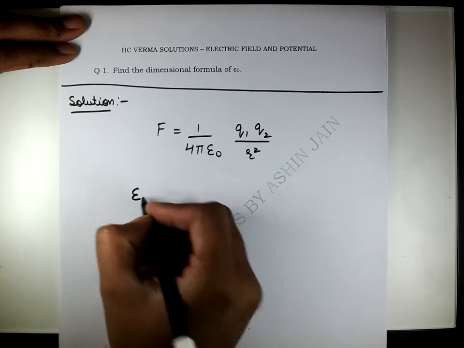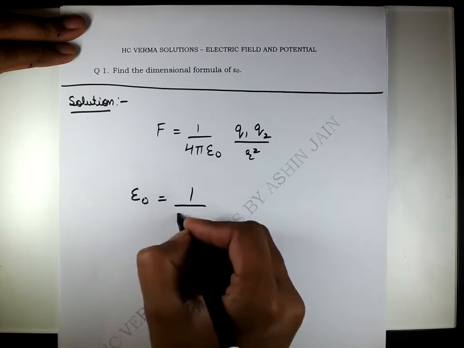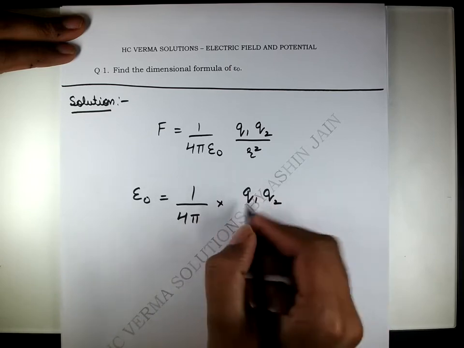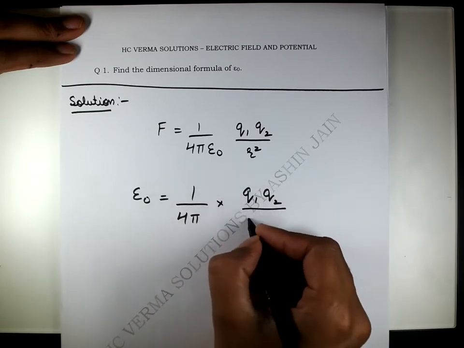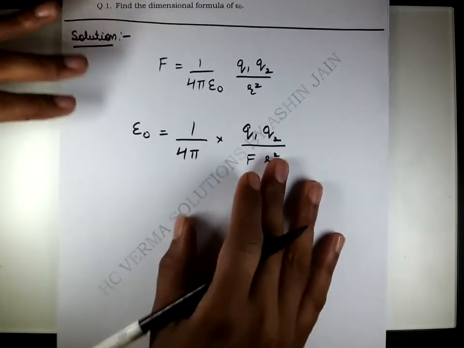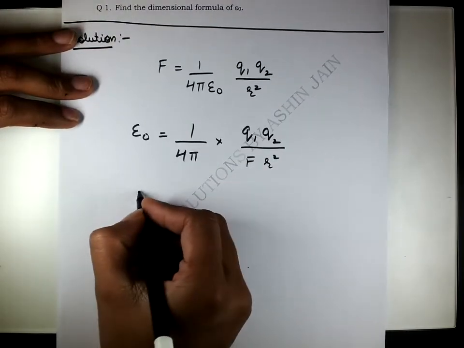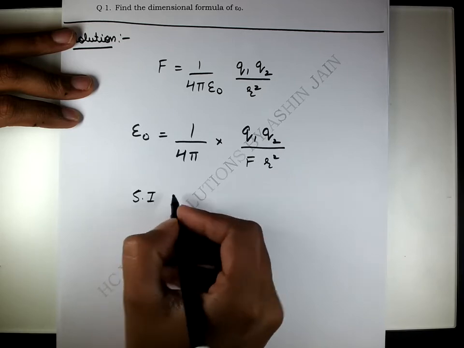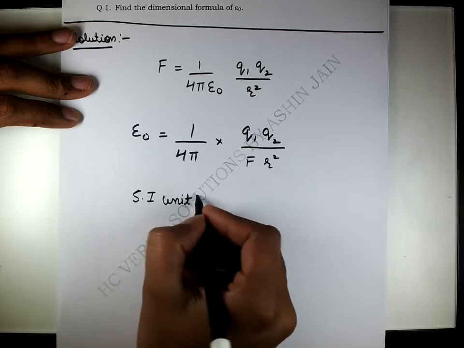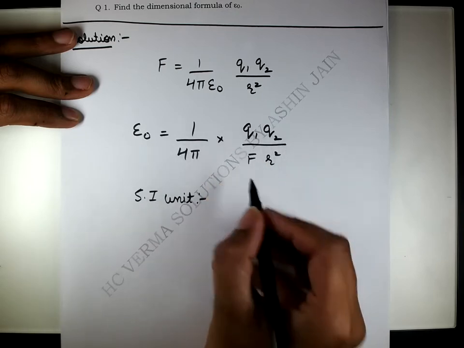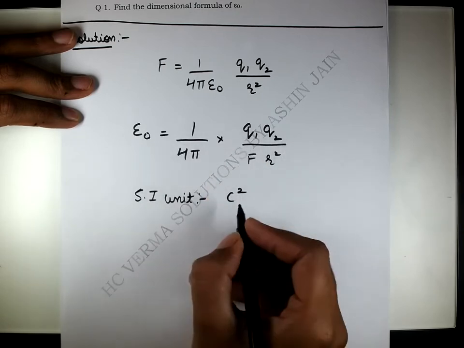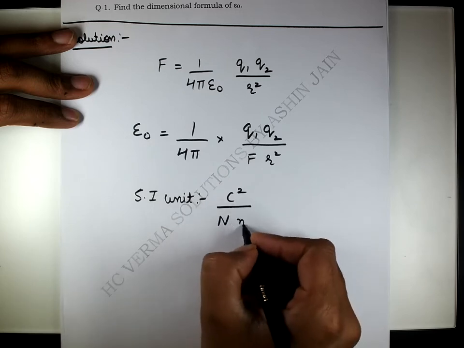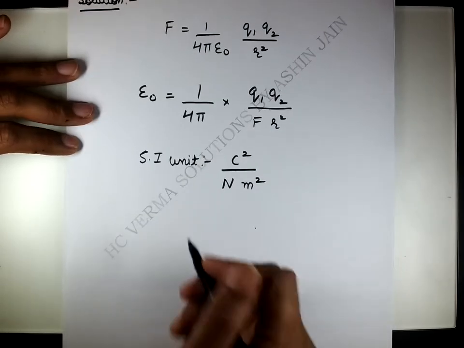So basically from here epsilon naught comes out to be 1 by 4 pi into Q1 Q2 divided by F into r square. If you wish to write down the dimensions of epsilon naught, you need to understand first the units of it. SI unit would be: the two charged particles are measured in coulomb, so coulomb into coulomb becomes coulomb square, divided by force, which is measured in newtons, and r is measured in meters, so this becomes the SI unit.